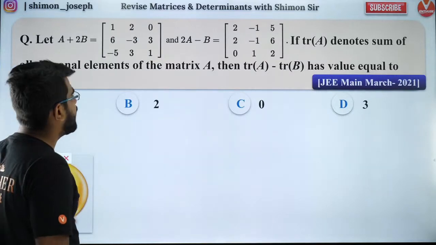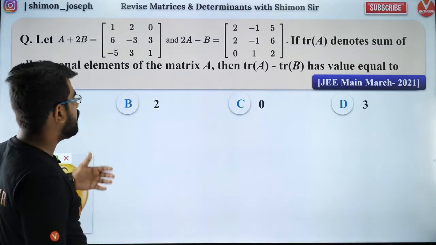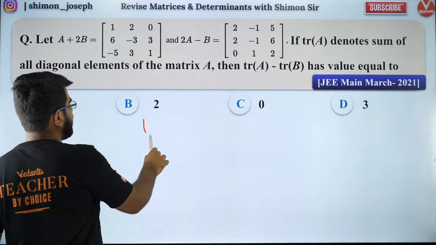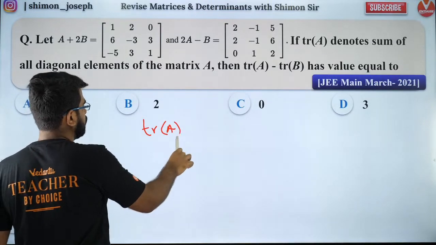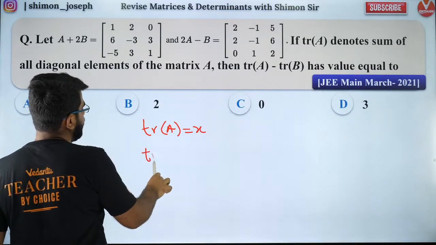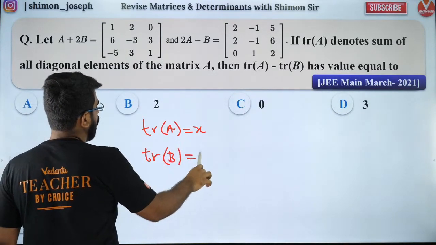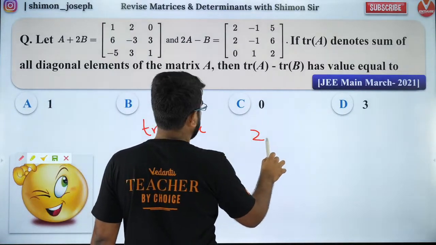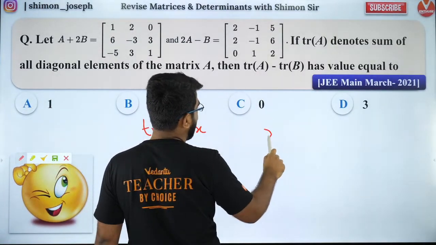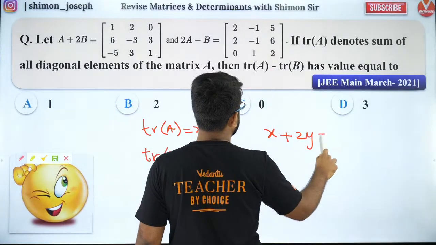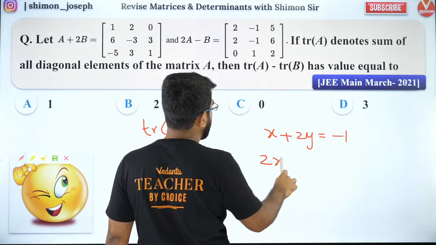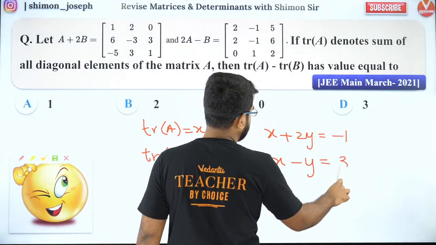So people, how do you solve it? I can just take trace of A to be X, trace of B to be Y. So what did I have? I had X plus 2Y is equal to minus 1 and I had 2X minus Y is equal to 3.